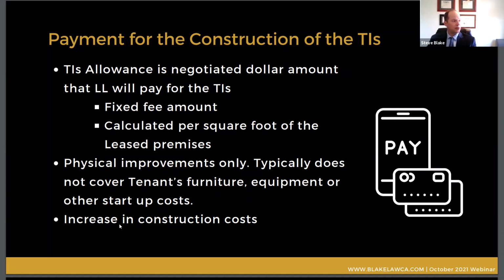And then one thing that's always addressed when it comes to the payment of the TIs is increase in construction costs. Because sometimes when you sign the lease, the estimate to do the construction is $100,000, but then the construction doesn't actually take place until several months or maybe a year later. And at that point, the construction costs may have increased, let's say by 5 to 10, 15%. How does that get calculated? Who's responsible for that? So that's something that needs to be addressed in the lease as well.